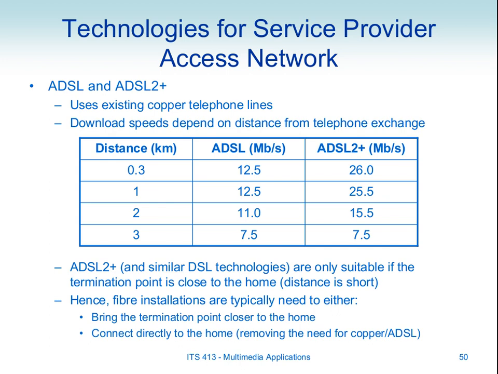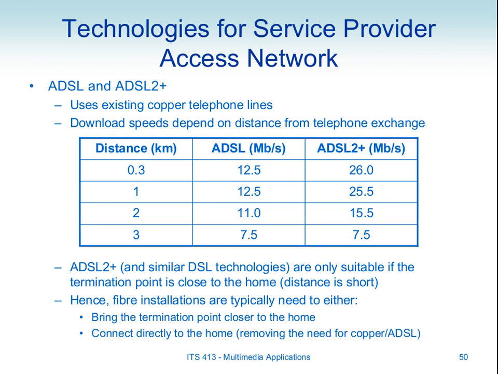ADSL, ADSL 2+, so there are improvements. What typical speeds do they provide? ADSL 2+, in both cases, depend upon the distance between your home and the exchange. If this link, the distance here is, say, 300 metres, then with ADSL, they may be able to get a speed of 12 megabits per second download. With ADSL 2+, up to 26 megabits per second. If this home is 3 kilometres from the exchange, then they're talking about speeds of less than 10 megabits per second.